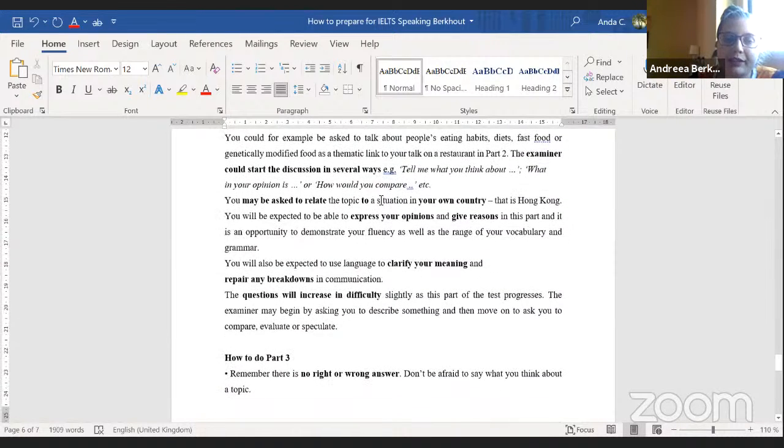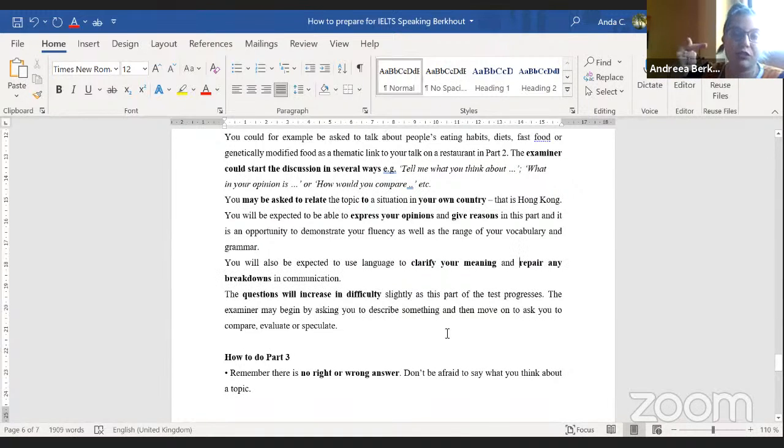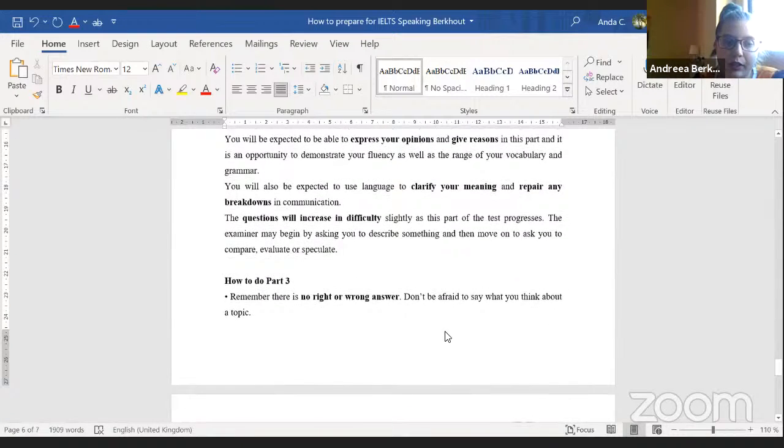For example, to relate the topic to a situation in your country, what happens in your country on a certain topic, to express your opinion, to give reasons for believing what you believe, right? And also the questions here will increase in difficulty. So the first question you are asked is the easiest, and the last one will be the most difficult, okay?